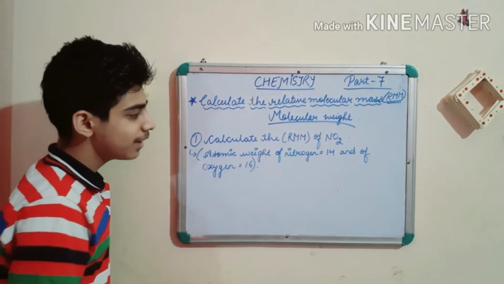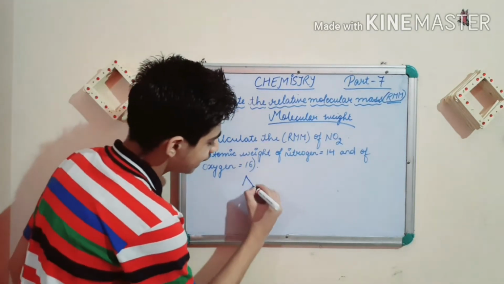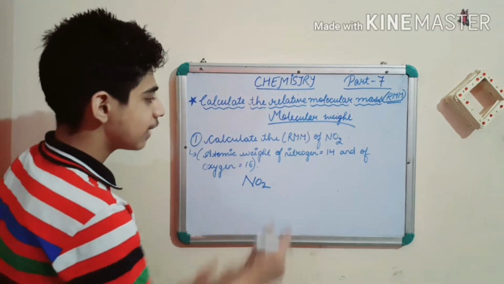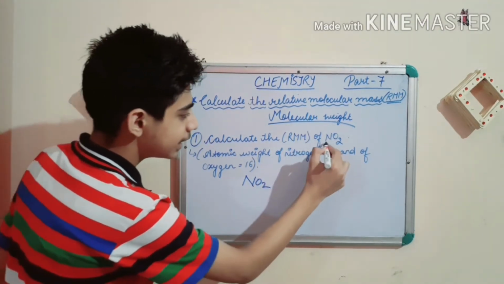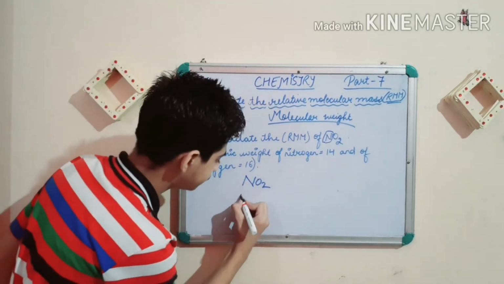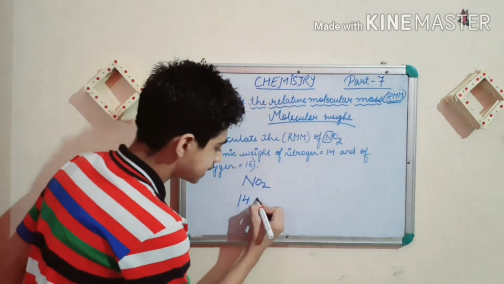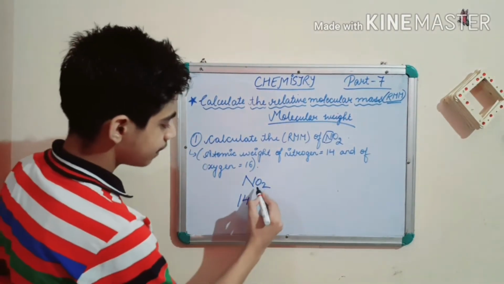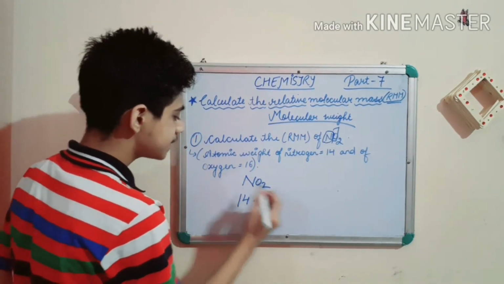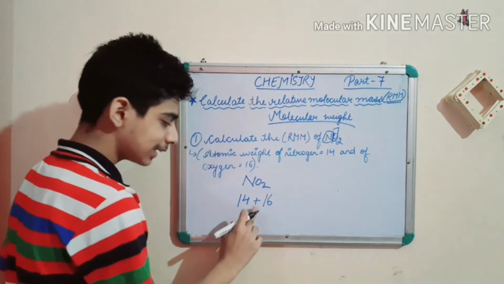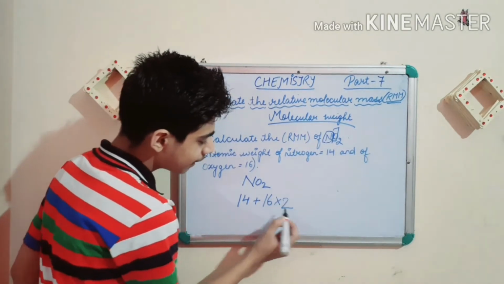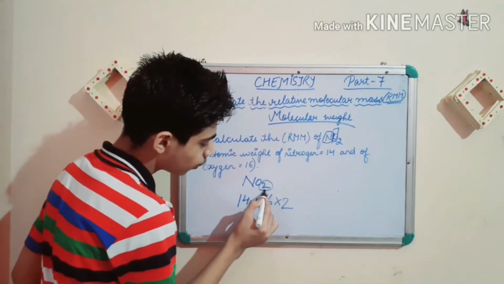To find the relative molecular mass of nitrogen dioxide, we will write it like this. First step is nitrogen dioxide. Now we will write the atomic weight of nitrogen, which is 14, plus the atomic weight of oxygen, which is 16. We have to put the sign of plus between all. Multiply it by 2. Why multiply it by 2? Because 2 oxygen, O2, is given.